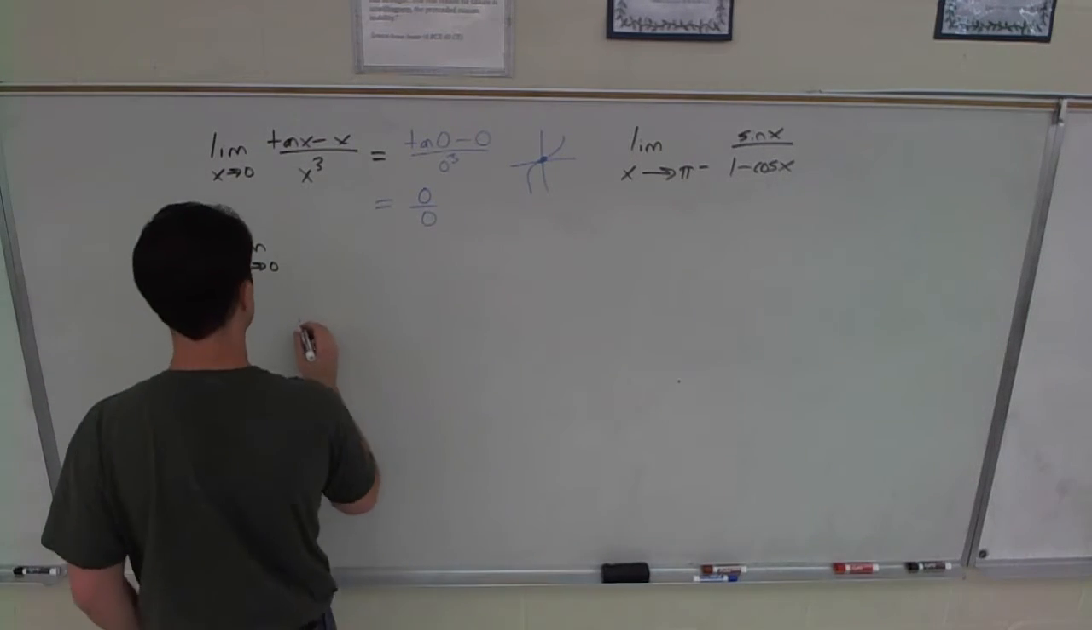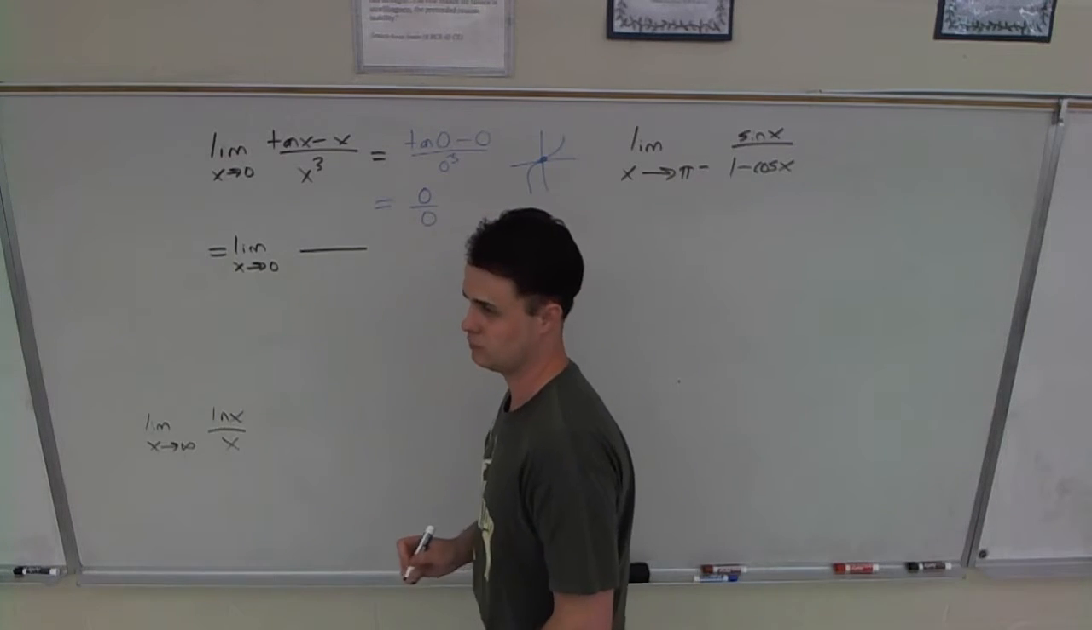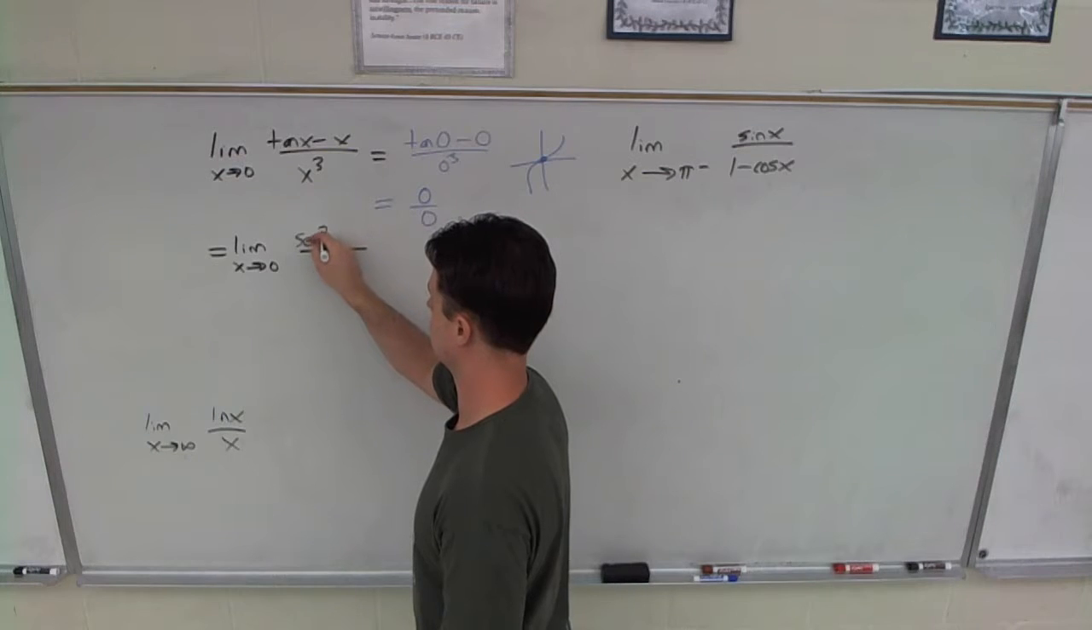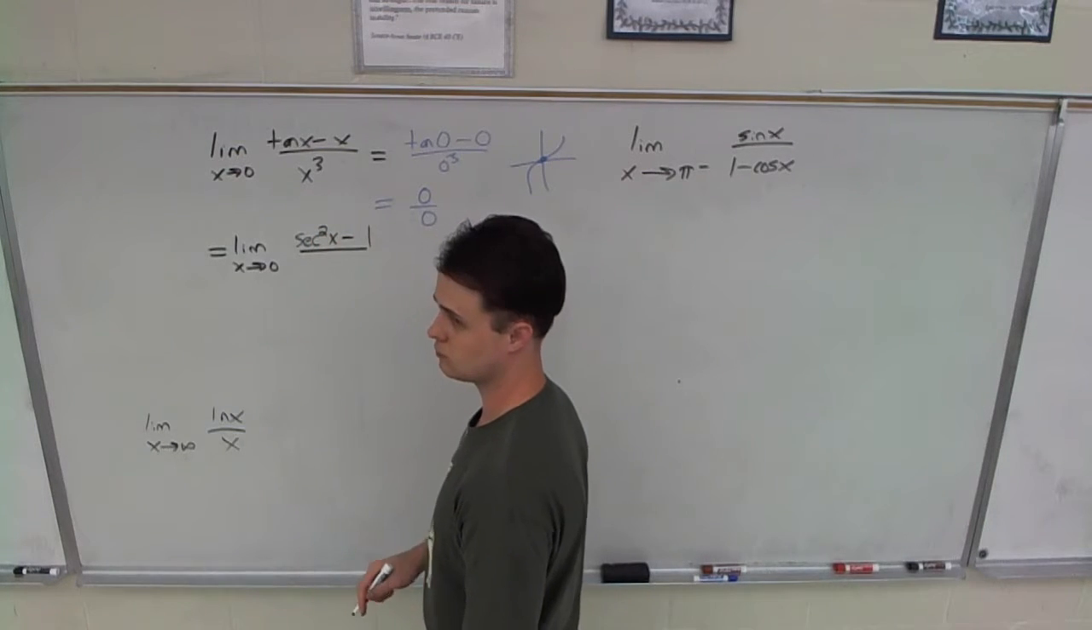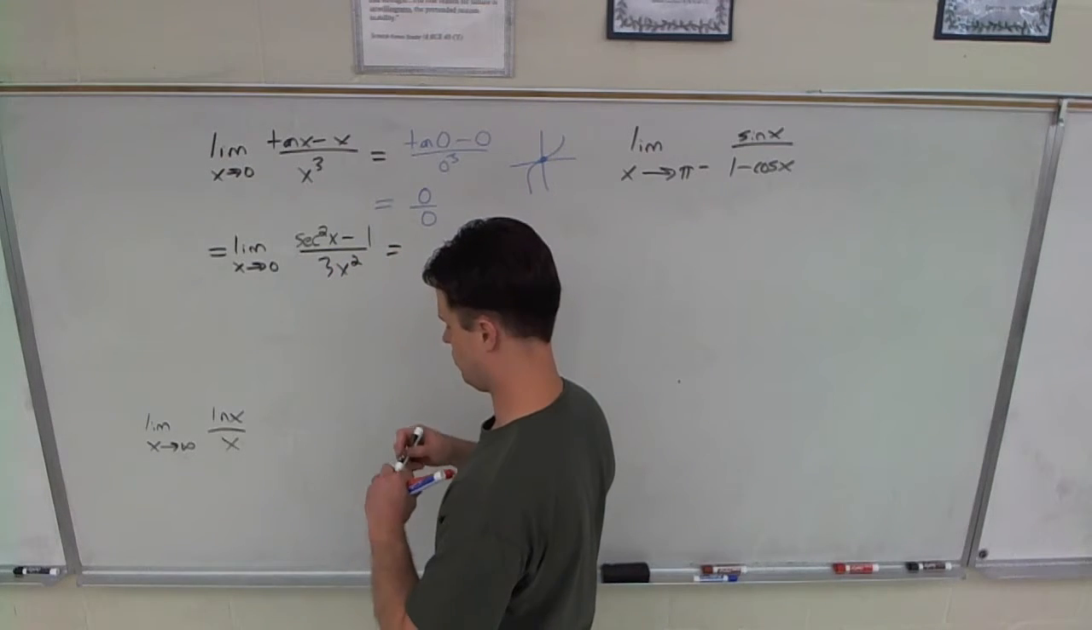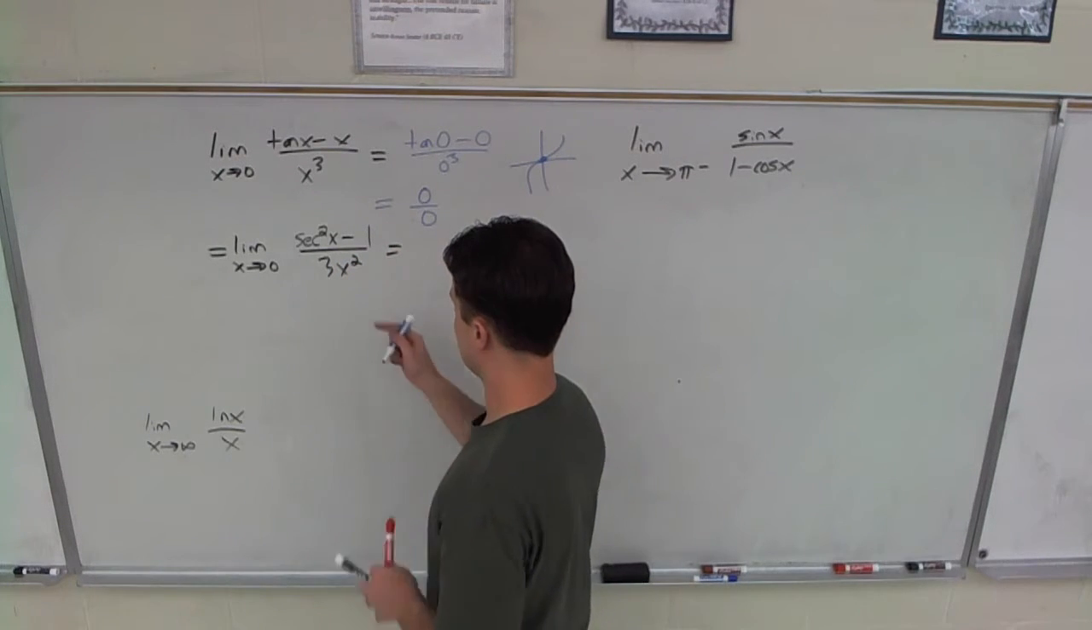Oh, I missed it. Help me. The secant of x minus 1, squared, over 3x squared. Okay, what's that equal to? It's still going to have a 0 over 0.